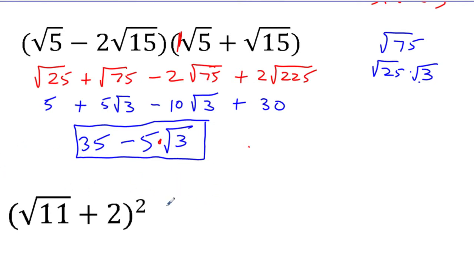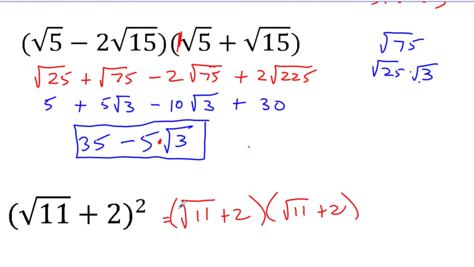So, the last problem here is just a reminder that when you see squared on the outside of a binomial expression, this really means the square root of 11 plus 2, times the square root of 11 plus 2. And then after this, it's just really going to become another one of these problems. So I'm not going to go through all the steps again, but you get the idea. It's really just going to be another big distributing problem. Don't just square the parts. That's a common mistake that people make.